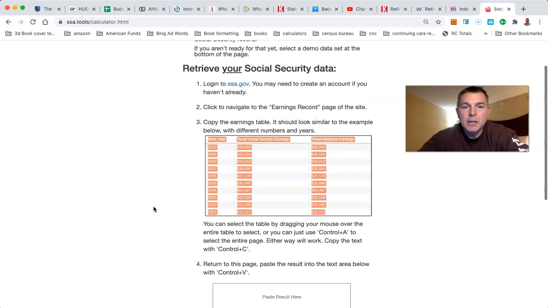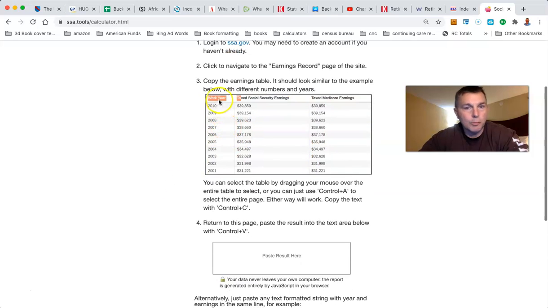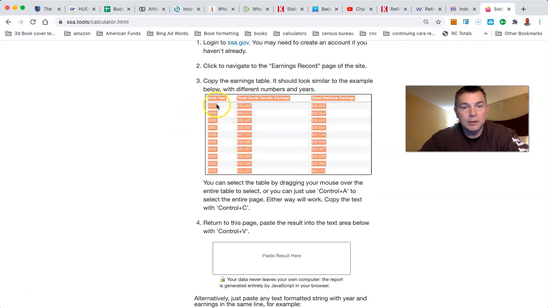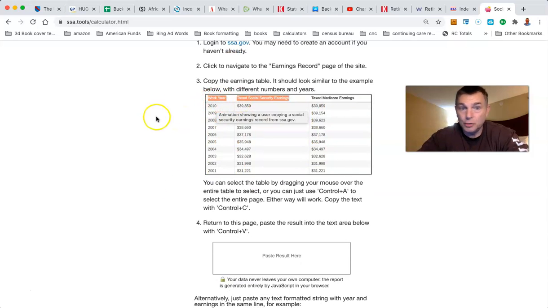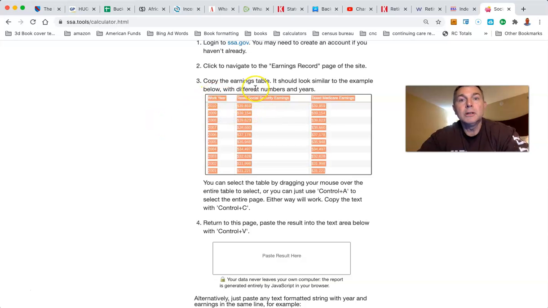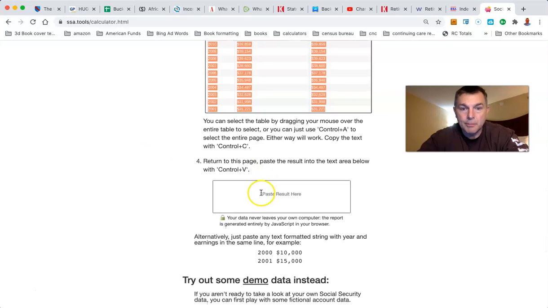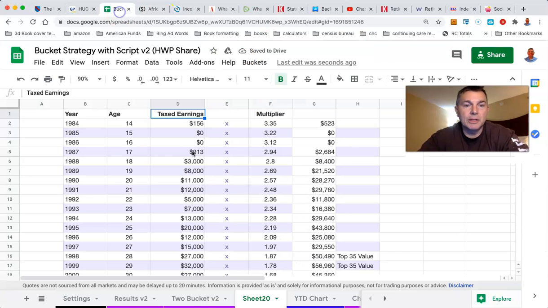It's nuts. Anyway, so then you're going to get the info, right? Literally just cut and paste this. I just did this. It's easy. Just do exactly what it says. It says work year, taxed Social Security earnings, taxed Medicare earnings. You cut and paste it and post it right there. It's just that simple. So what I've done is I created this spreadsheet.